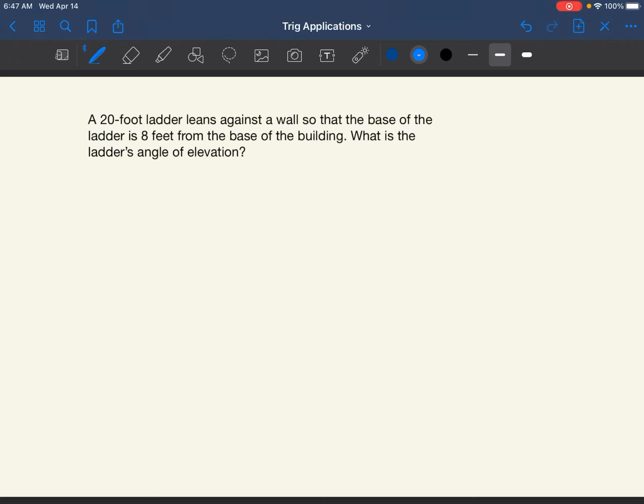So we're going to go ahead and draw this, and we're going to take it word by word, sentence by sentence. So we have a 20-foot ladder leaning against the wall. So that's the first thing I'm going to draw. I'm going to draw a wall.